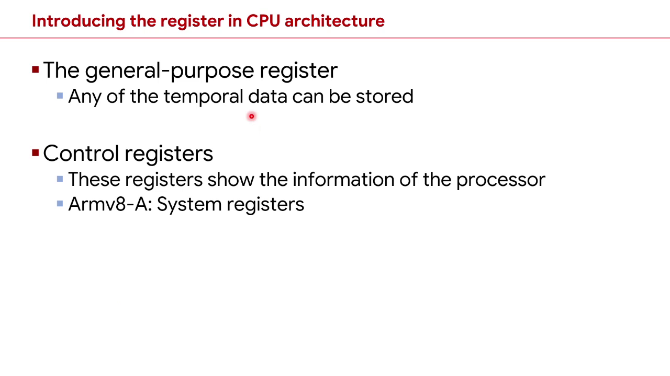Now, let's summarize the types of registers in general CPU architecture. The first one is general purpose registers, where any temporary data can be stored. And we have another type of register, that is the control register. This register shows information of the processor, and using control registers, you can configure detailed features of the CPU architecture. In Armv8 architecture, the system register is considered the control register.